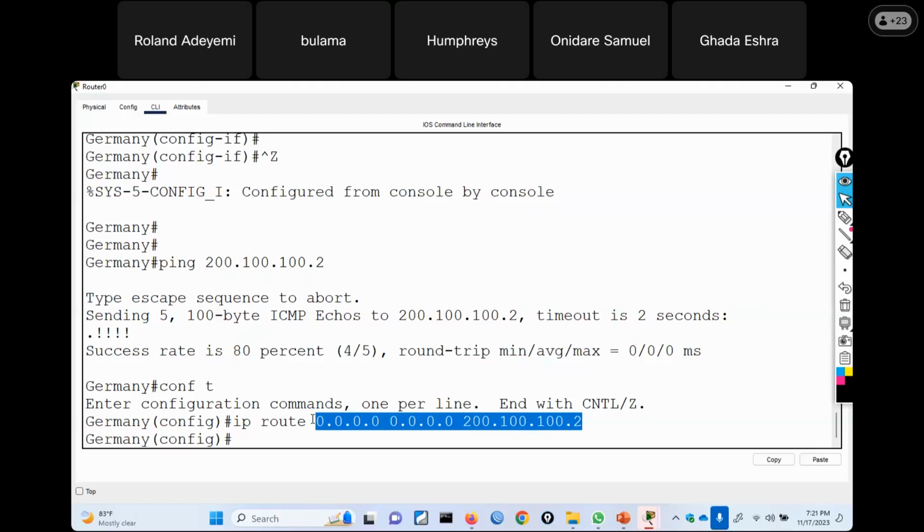That's how people browse. So any router that connects to the service provider must have a default route configured. If you don't have it, people cannot browse the internet. That is where we use the default route.